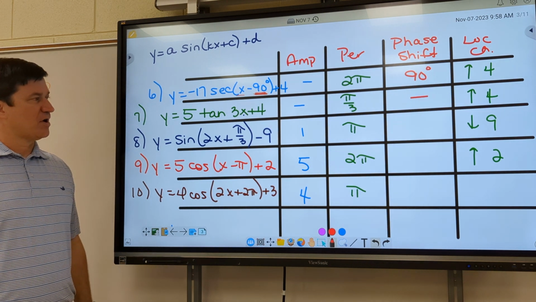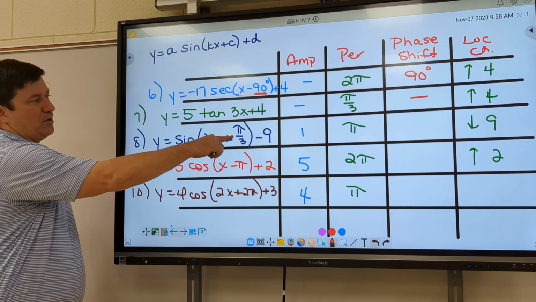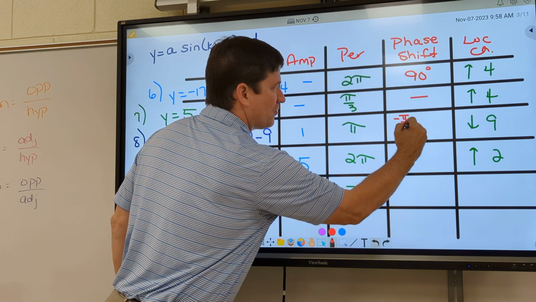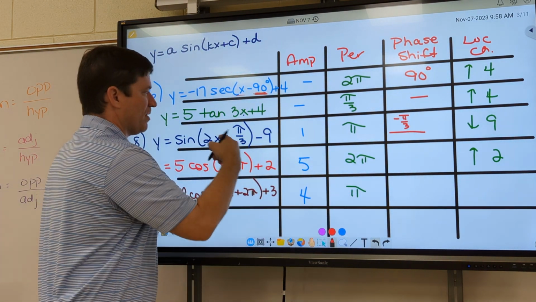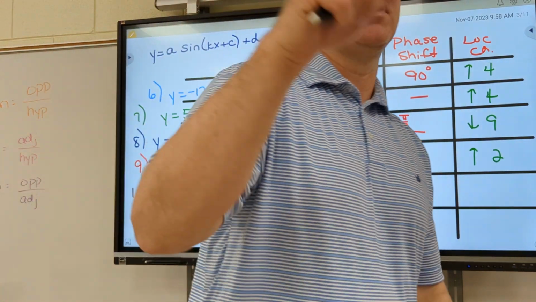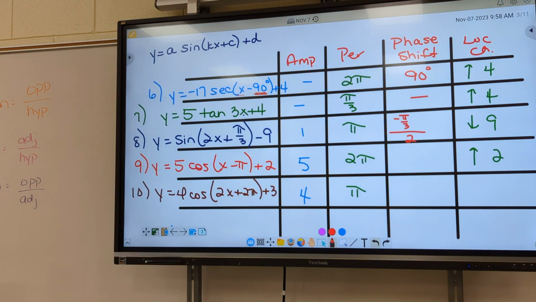This is where kids started struggling in first block. We flip the sign on this number, so on top of the fraction I put negative pi over 3, and I divide it by 2. A lot of kids couldn't do that. All right, so in your calculators, hit the fraction bar first.